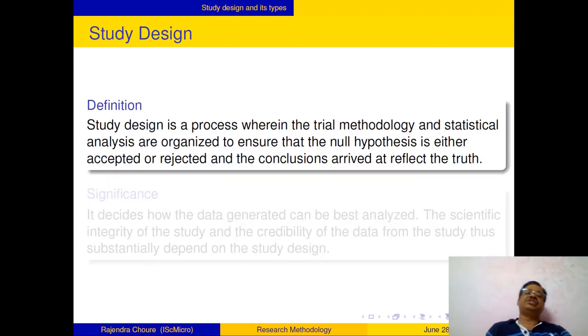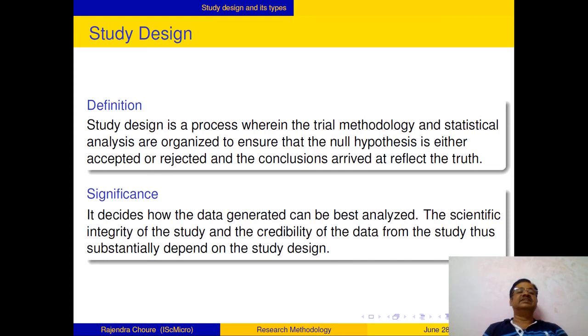Now here we are at the stage to define the study. Study design is a process wherein the trial methodology and statistical analysis are organized to ensure that the null hypothesis is either accepted or rejected, and the conclusion arrived at reflects the truth. Here, null hypothesis we are going to discuss later on in this course. But the definition of study design says that it's a well-planned method, which includes statistical analysis also, which will be used to reject or accept the hypothesis or the question which you ask.